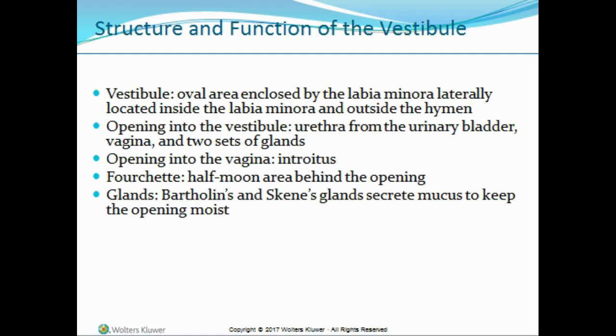The structure and function of the vestibule. The vestibule is the oval area enclosed by the labia minora laterally. It's located inside the labia minora and outside the hymen. The openings into the vestibule are the urethra from the urinary bladder, the vagina, and two sets of glands. The opening into the vagina is called the introitus. The fourchette is the half moon area behind the opening. The two types of glands are the Bartholin's and Skene's glands, and they secrete mucus to keep the opening moist.